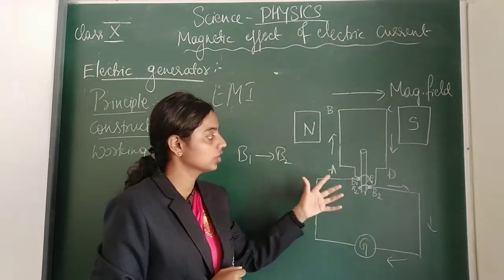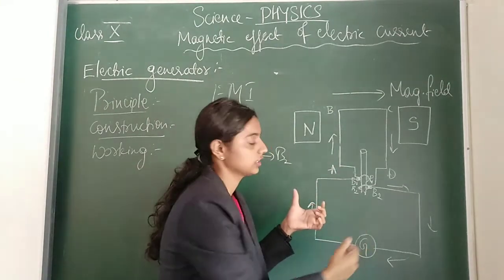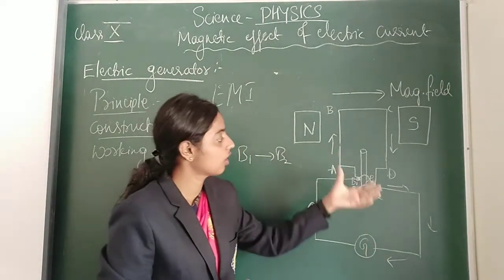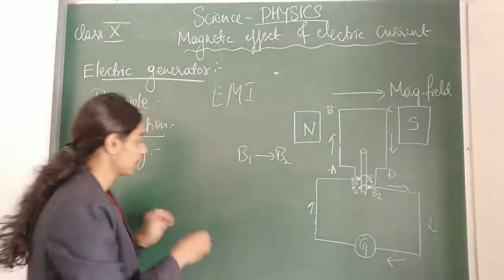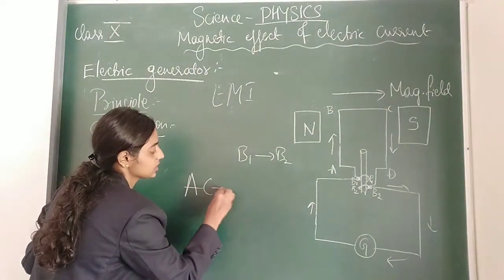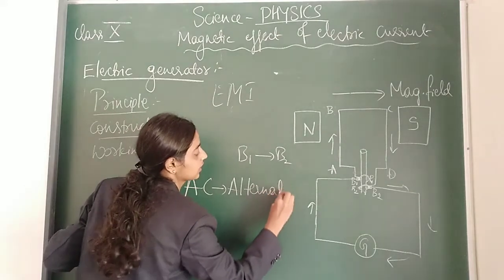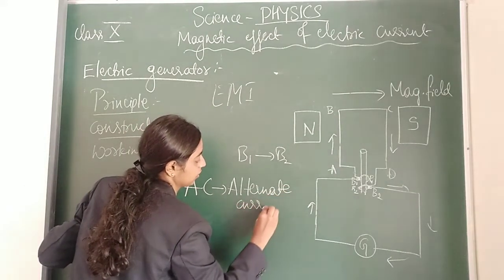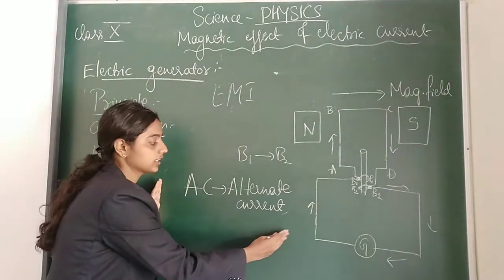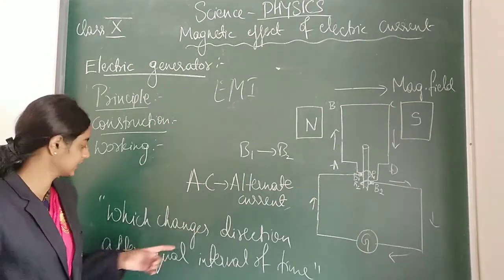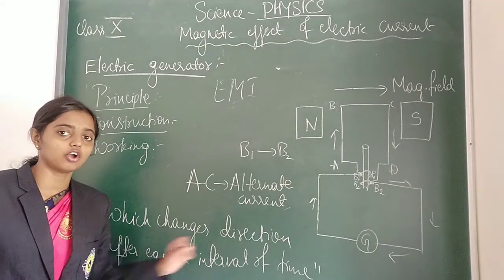Now here we understood this change in current in every half interval of a rotation, and this process is called AC, that is alternating current. Alternating current. So I repeat again, what is alternating current? Alternating current is the current which changes direction after every equal interval of time.